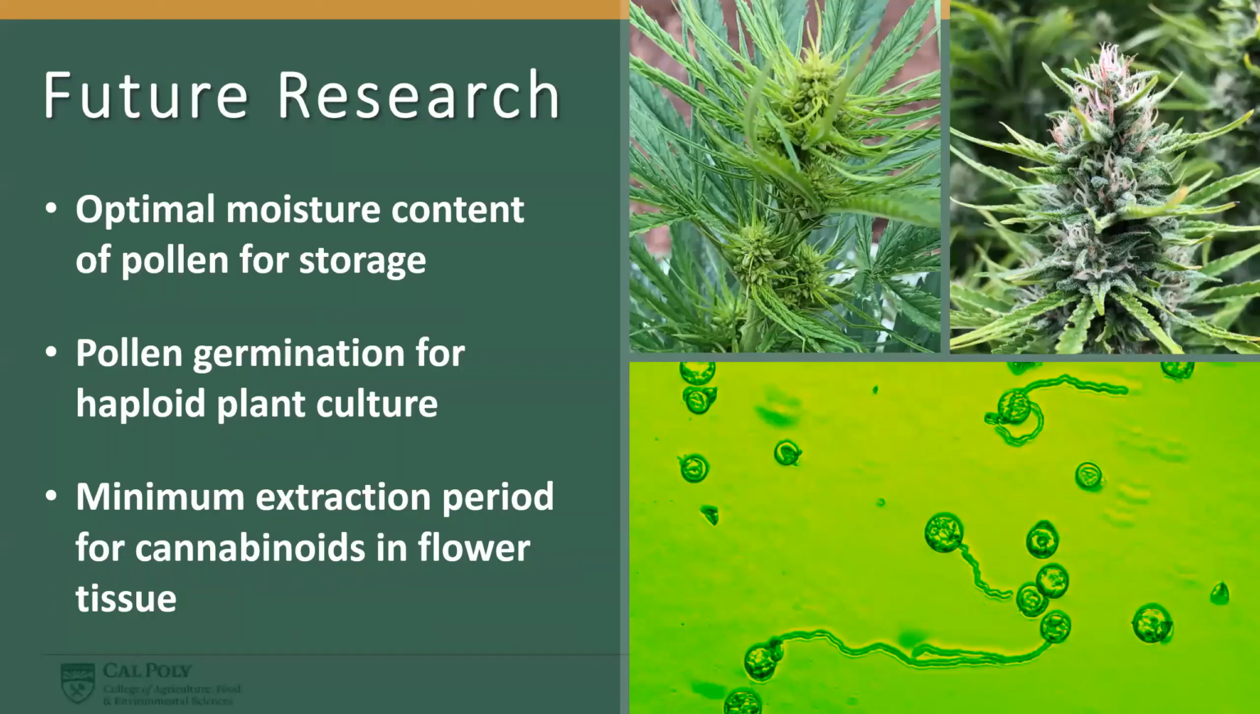Some future research to further this work should be looking at the optimal moisture content of pollen before going into storage. Water content in pollen grains greatly influences viability, so the ideal moisture content of pollen could lead to more storage potential. Pollen germination for haploid plant culture could lead to some very interesting breeding techniques if we would be able to germinate a whole plant from the masculinized pollen. That could lead to a lot of interesting breeding techniques like double haploid fertilization.